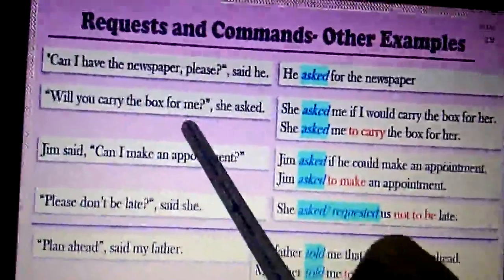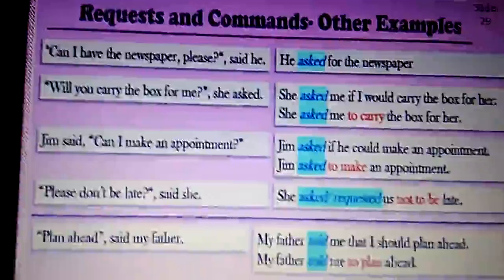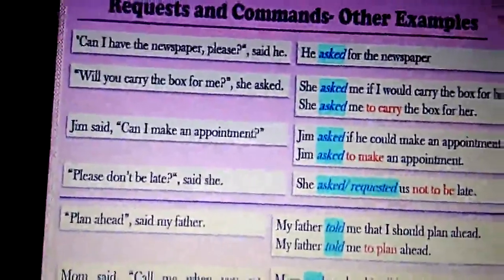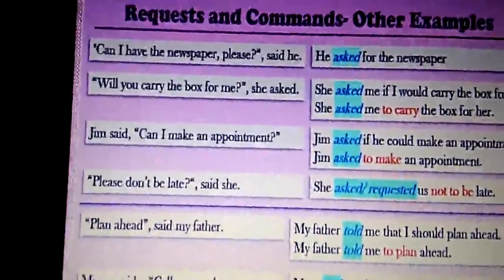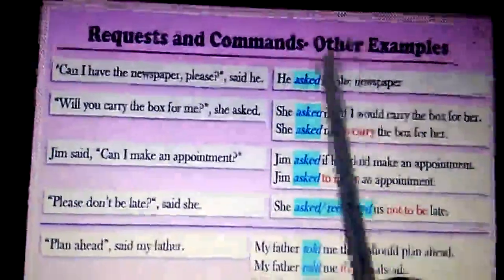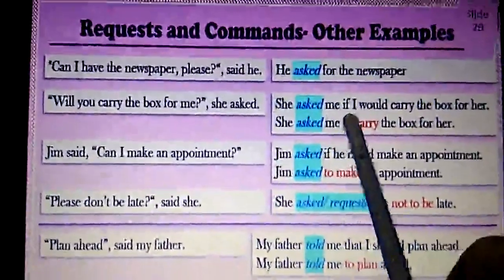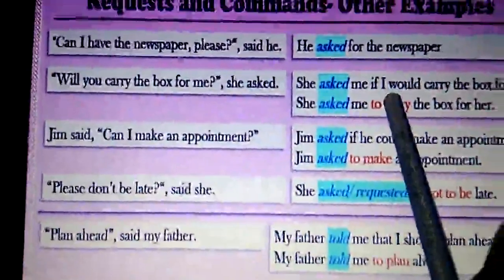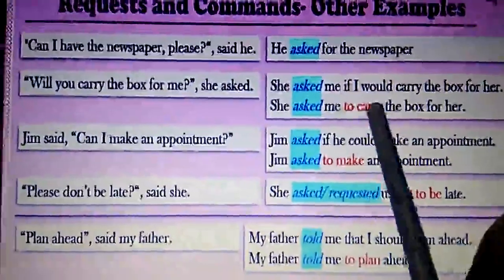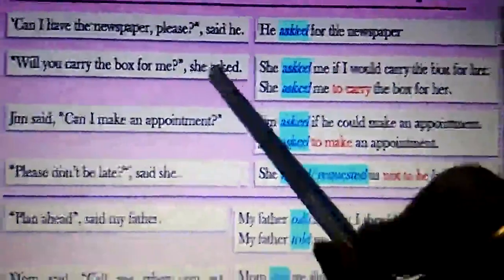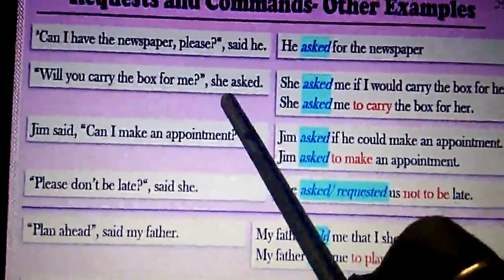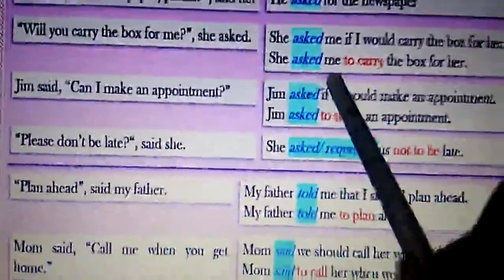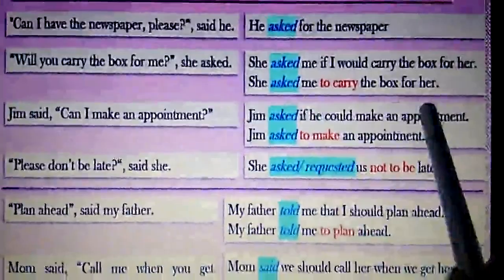"Will you carry the box for me?" she asked. Here the question starts with a helping verb, so we make use of if or whether. She asked me if I would carry the box for her. You became I, will became would. She is the pronoun here, and accordingly we have changed me into her. She asked me to carry the box for her.